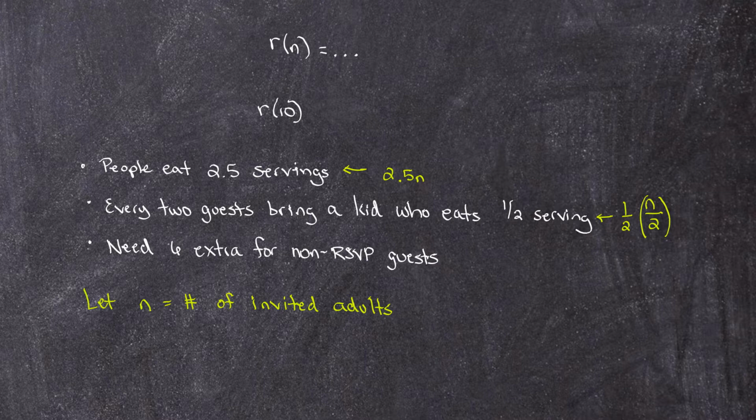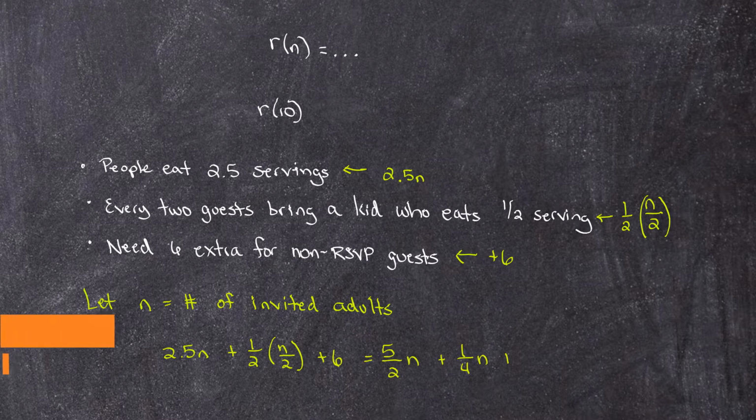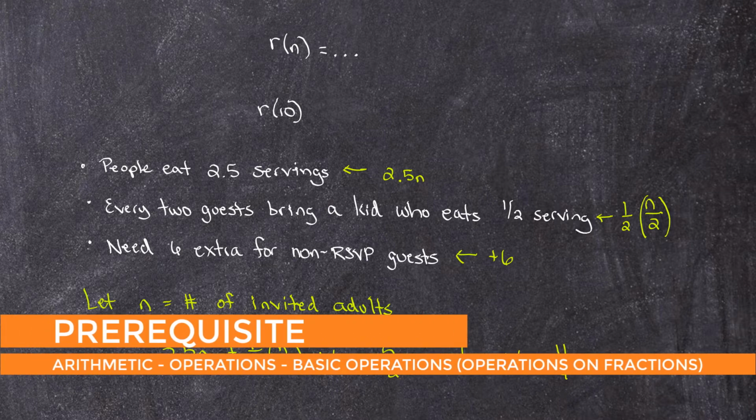You can check that, by the way. The n over 2 just basically says if you have 2 people, they brought one child. If you had 4 people, they brought 2 children together. But the children only eat half a serving. And finally, we're going to go ahead and add 6 servings for rude people who just show up unannounced. The total number of servings is therefore 2.5n plus n over 4 plus 6. When we reduce that down, that's just 11/4 n plus 6.